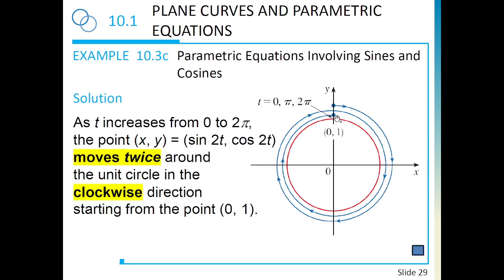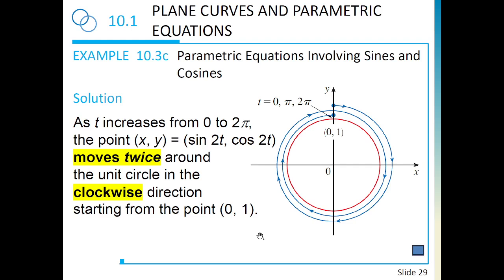So again, we start at the point (0, 1). If I plug in t equals 0, I get sine 0 is 0, cosine 0 is 1, so (0, 1). So I start here, and then the next point, if I take, let's say, pi over 4, I'll get sine pi over 2, which is 1, and cosine pi over 2, which is 0. So I'll be here. So essentially I know that my particle is running clockwise, but it will go twice around. 2 is the frequency. If I had 3t and 3t, my particle will spin 3 times around.